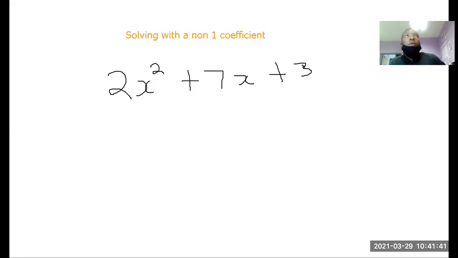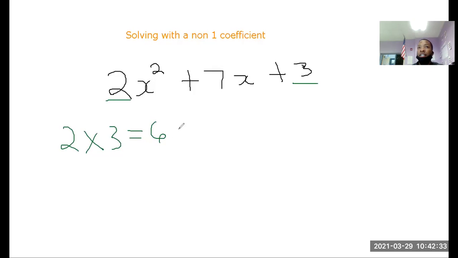So with these questions now, we're going to talk about the quadratics where the leading coefficient is not a 1. In this case, it's a 2. In order to solve these, the easiest way I could think about is you take these two numbers, the constant and the leading coefficient, and you multiply them. So you get 6.